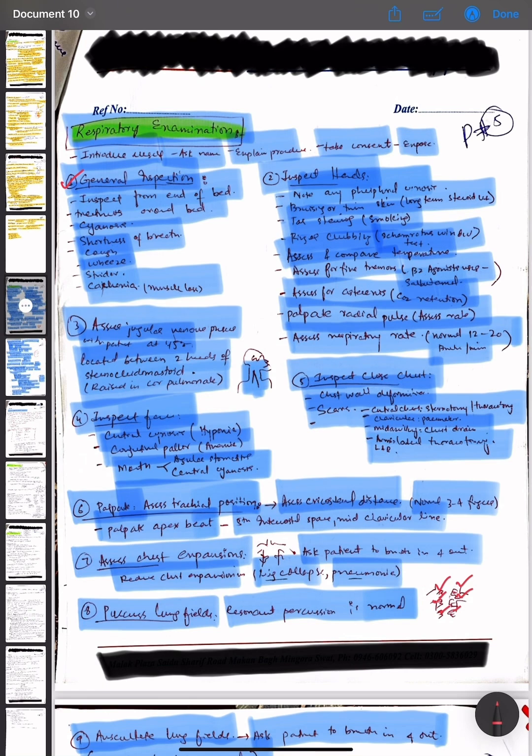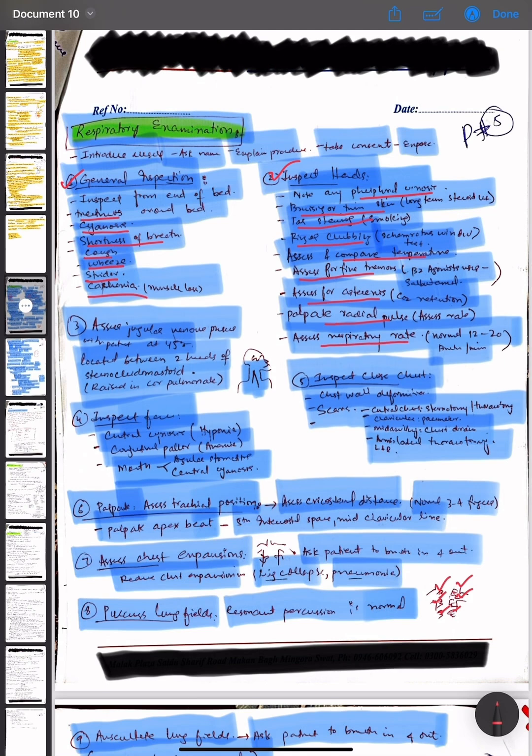and find if there is any treatment present around the bed. Check if there is any cyanosis, shortness of breath, cough, wheeze, stridor or cachexia present in the patient. Then inspect the hand specifically. Note any peripheral cyanosis, bruising or thinning of the skin, tar staining, then finger clubbing. Then assess and compare the temperature of both hands, assess for fine tremors, assess for asterixis, then palpate the radial pulse and assess the respiratory rate.